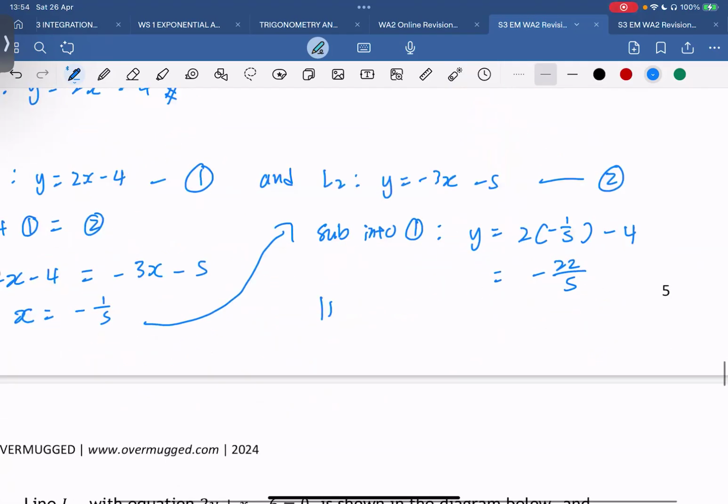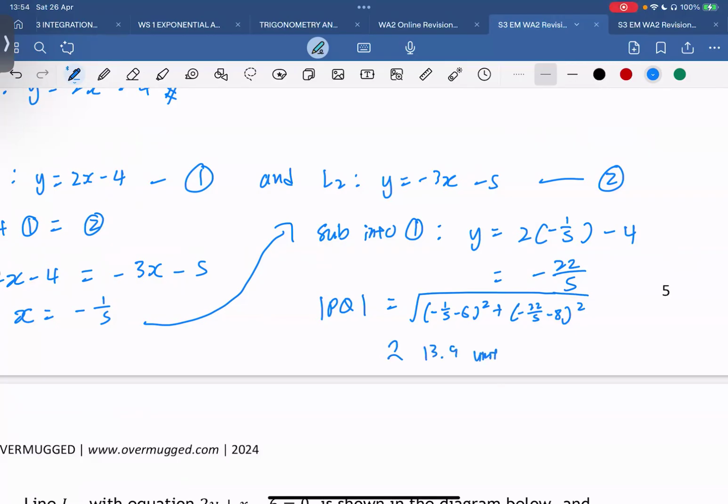Okay, finally, we can find the length of PQ using the formula. And we can round off to 13.9 units.